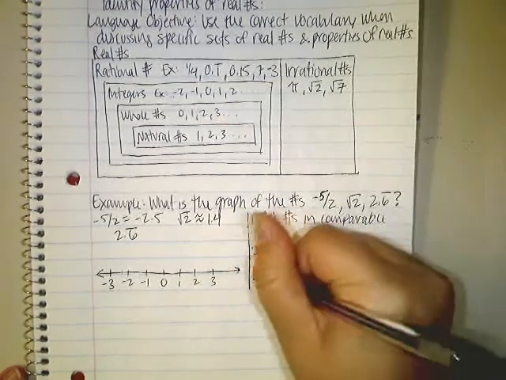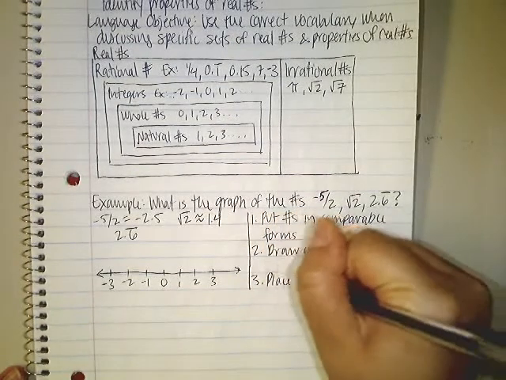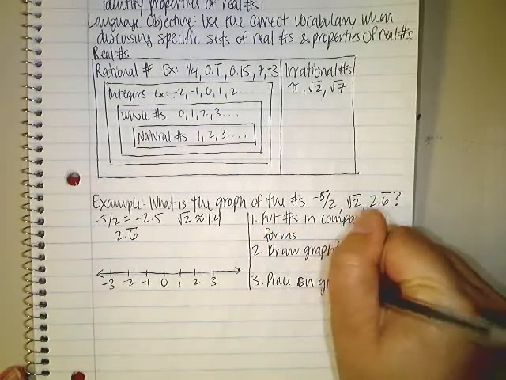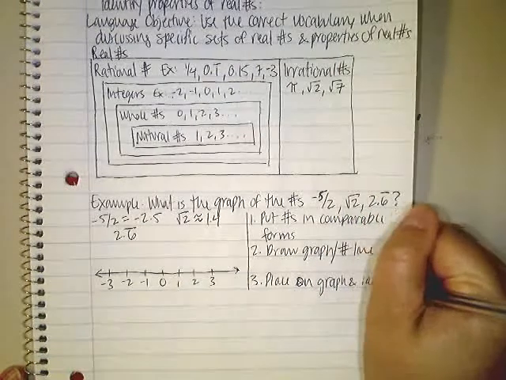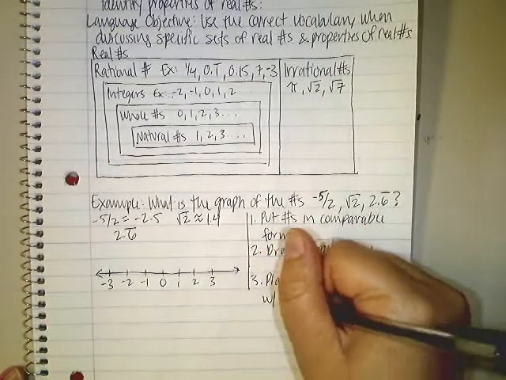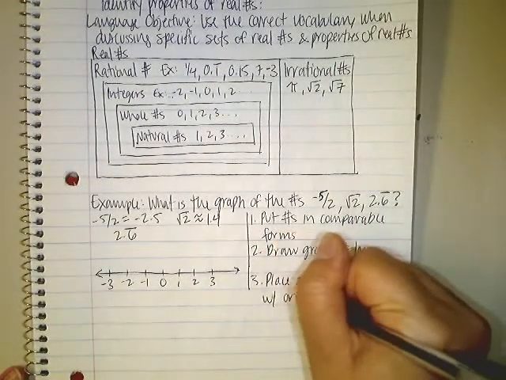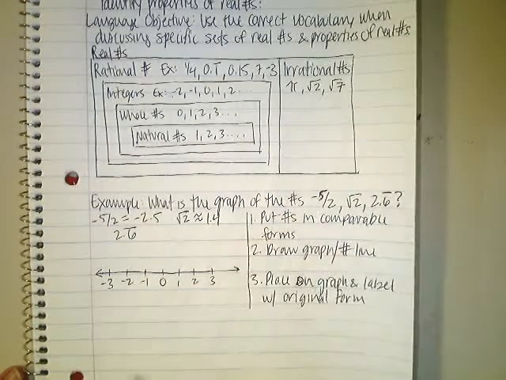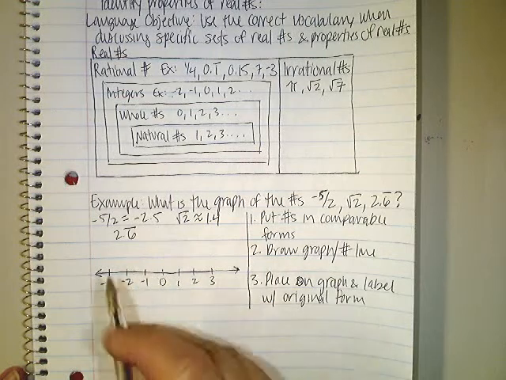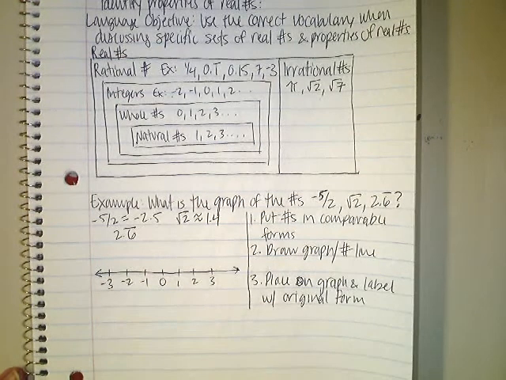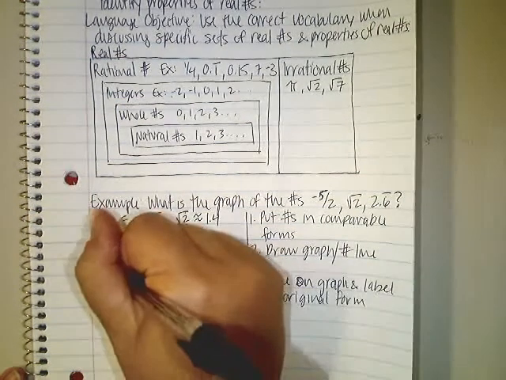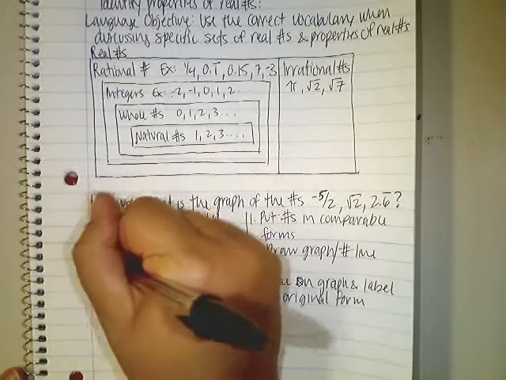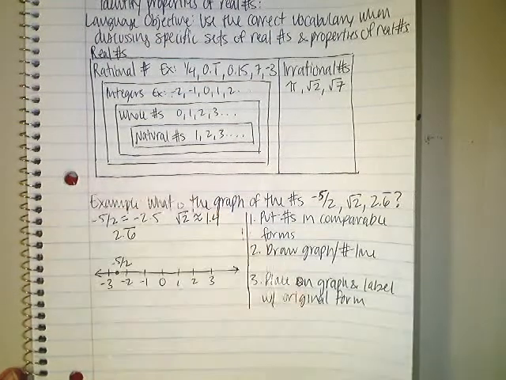So my third step is going to be place on graph and label with original form. So in this case, I have -2.5, so I know that's going to be between -2 and -3. So I place it exactly halfway between and label that -5/2, since that's the original form it was given in.